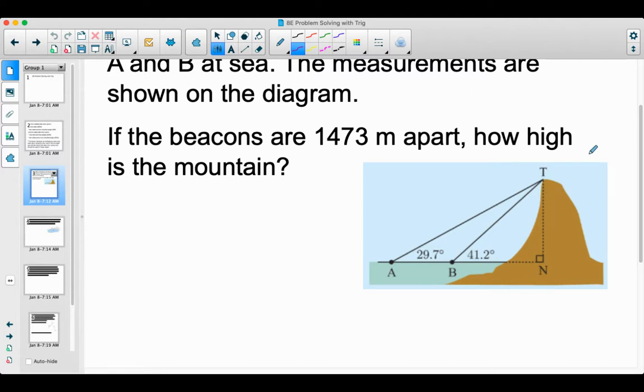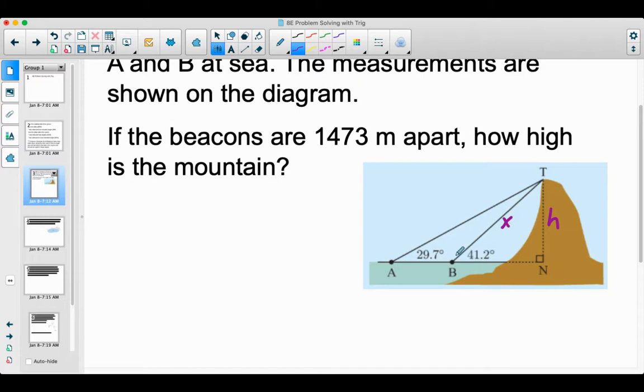Okay, so let's think about this. We want to find the height of the mountain. That's our end goal. And we do have a right triangle here, but the problem is I don't know any of these sides to be able to use SOHCAHTOA. That's just not possible. So instead, what we can do is find this side, this hypotenuse. If I knew the hypotenuse, I would be able to use right triangle trig to find the height. So how do we do that?